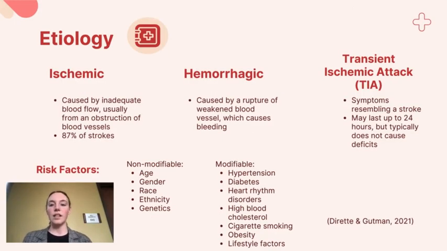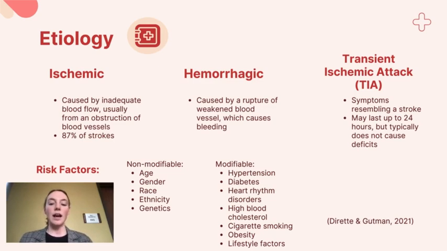For etiology, an ischemic stroke is caused by insufficient blood flow to the brain. It's most commonly from obstruction resulting from a blood clot, also called a thrombus, or an embolism. It can also result from blood flow reduction, such as during a cardiac arrest, and this type accounts for about 87% of all strokes. A hemorrhagic stroke is caused by a rupture of a weakened blood vessel, and its most common causes are aneurysms and arteriovenous malformations.